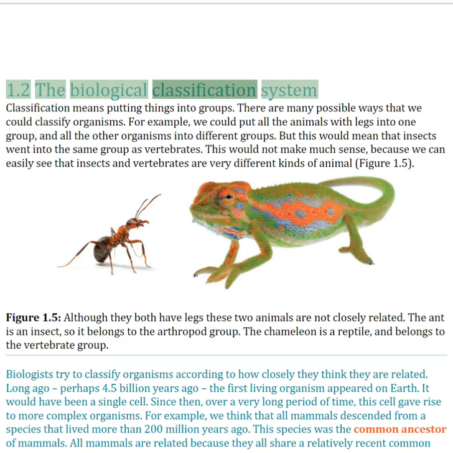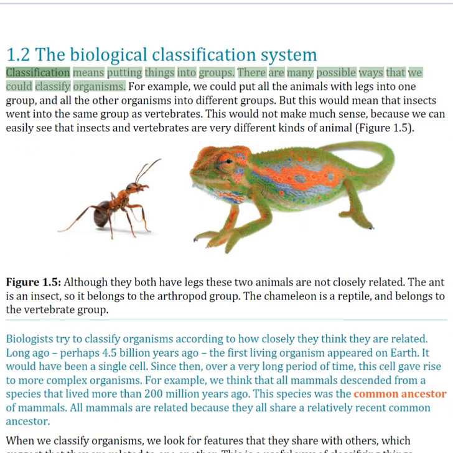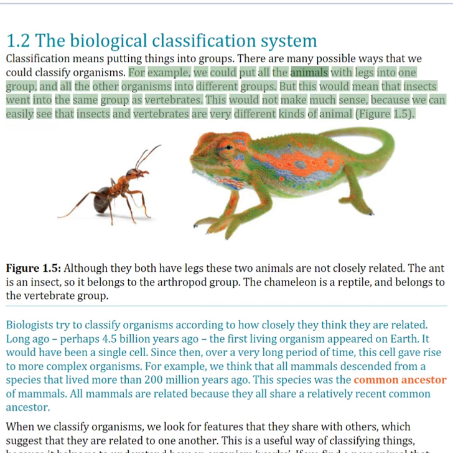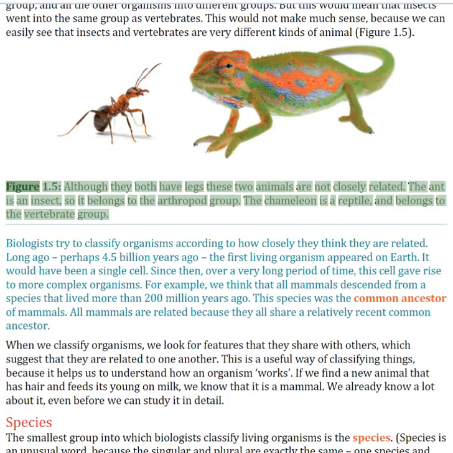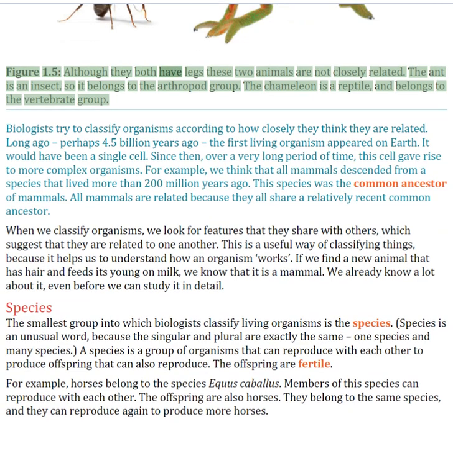1.2. The biological classification system. Classification means putting things into groups. There are many possible ways that we could classify organisms. For example, we could put all the animals with legs into one group, and all the other organisms into different groups. But this would mean that insects went into the same group as vertebrates. This would not make much sense, because we can easily see that insects and vertebrates are very different kinds of animal.